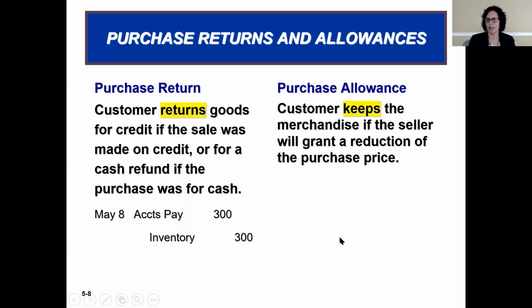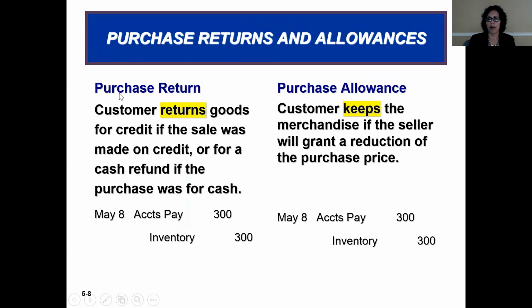So what's the journal entry in the books of the buyer? Do they owe that $300? No. So accounts payable is going to be debited $300. And to that extent, that inventory has become $300 less expensive. So in both cases, the cost of the inventory has gone down. The difference in these two situations is, in this situation, the inventory physically has decreased. Here, the inventory physically has not decreased.